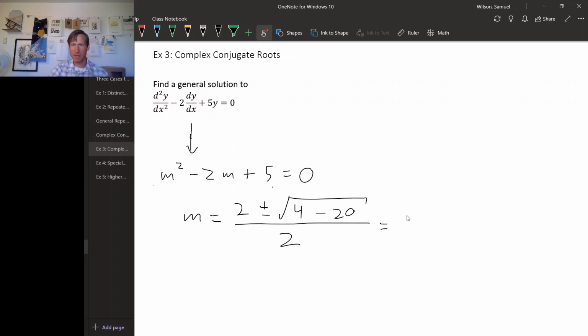So let's simplify this mess. We get 2 plus or minus the square root of negative 16. So we are going to get complex solutions here. 2 plus or minus the square root of negative 16 is 4i over 2, so this is going to be 1 plus or minus 2i.